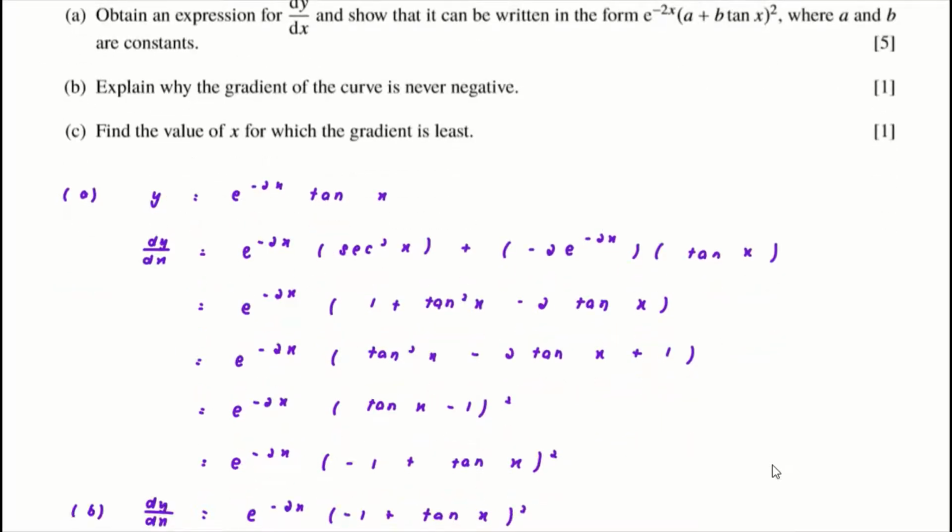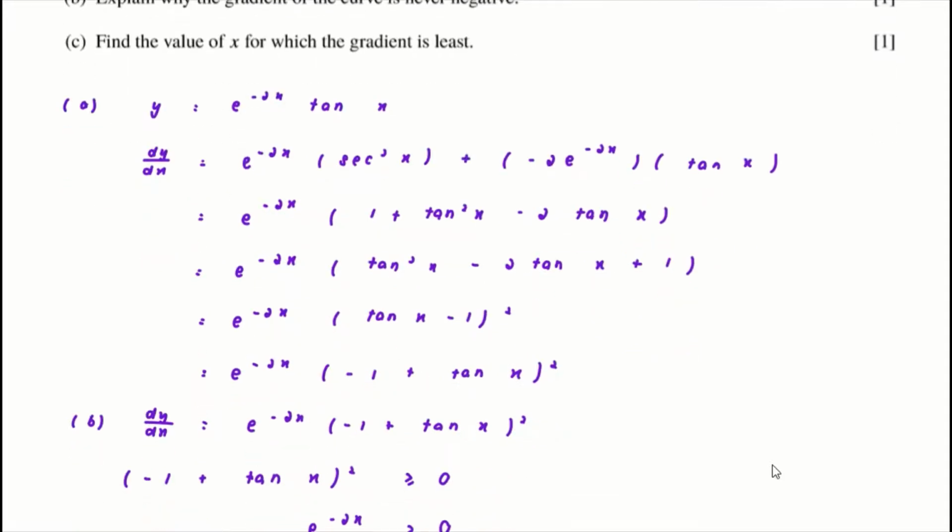Okay, C: find the value of x for which the gradient is the least. We said that it must be greater than or equal to 0, so the least gradient that we can get is basically 0, which means when dy/dx equals 0. This is when the gradient is the least. So we need to solve this: e to the negative 2x times negative 1 plus tan x, squared, is equal to 0. We know that e to the negative 2x can never be 0, so no solution here.